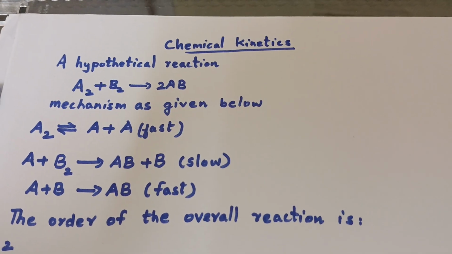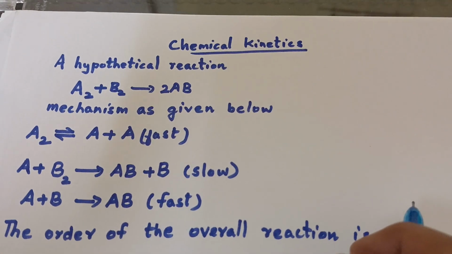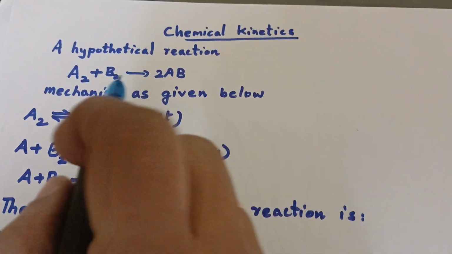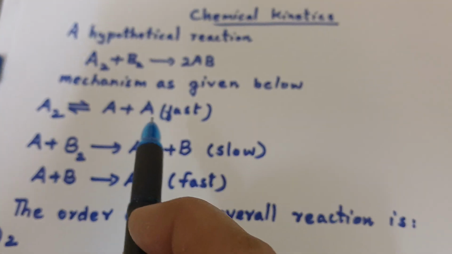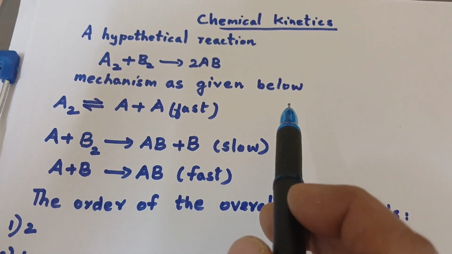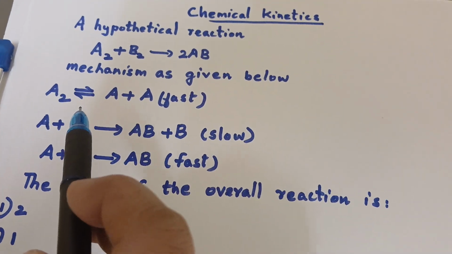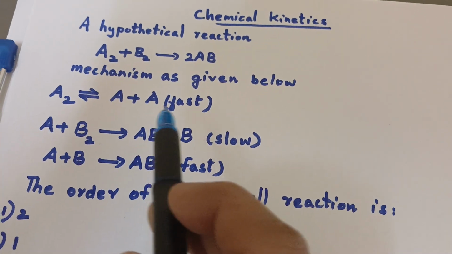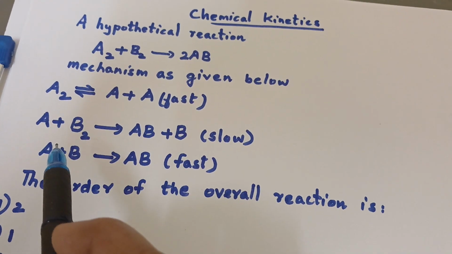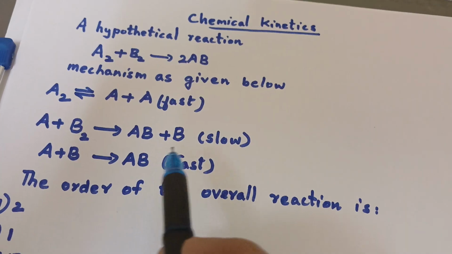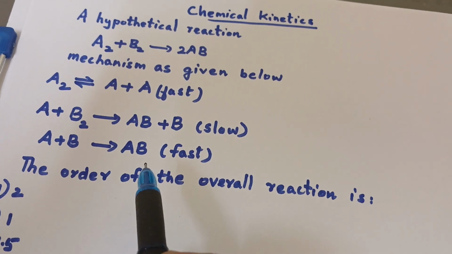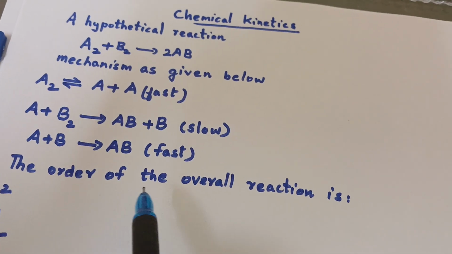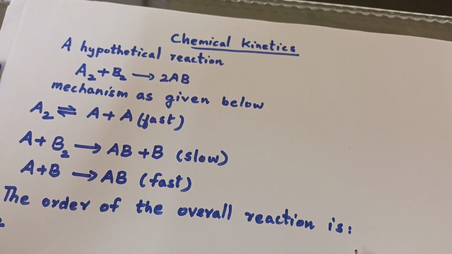This is a NEET previous year question. In a hypothetical reaction, A2 plus B2 giving 2AB, reaction mechanisms are given below. A2 giving A plus A, it's a fast step. A plus B2 giving AB plus B, slow step. And A plus B giving AB, fast. The order of the overall reaction is.